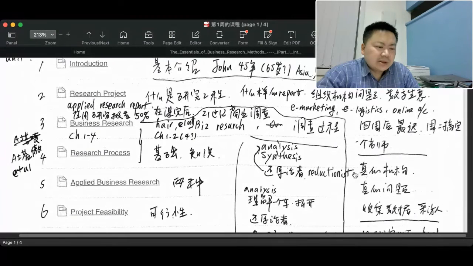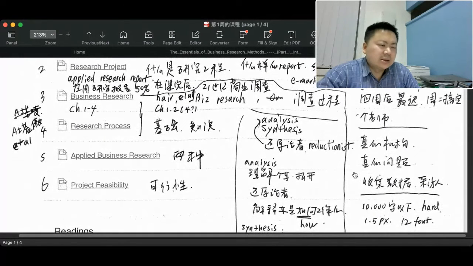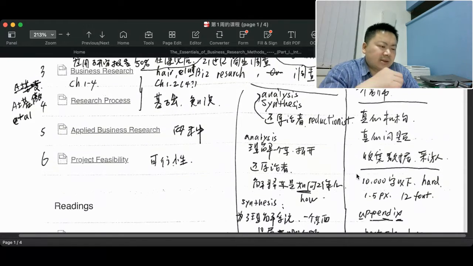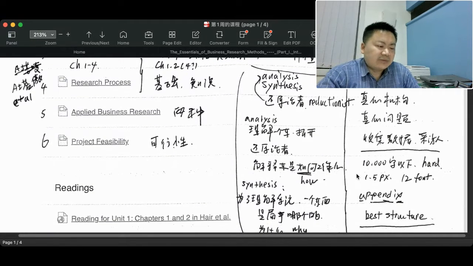For the business research, the teacher mentioned a process. The first one he mentioned is analysis. The second term he mentioned is synthesis. I think it's pronounced as synthesis. I'm not quite sure. Haven't checked on the dictionary yet. I have never used this word, synthesis.